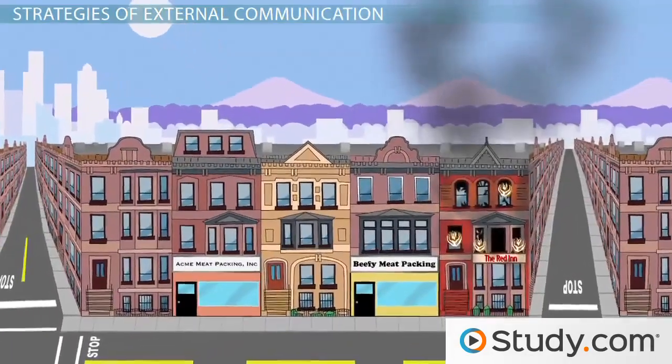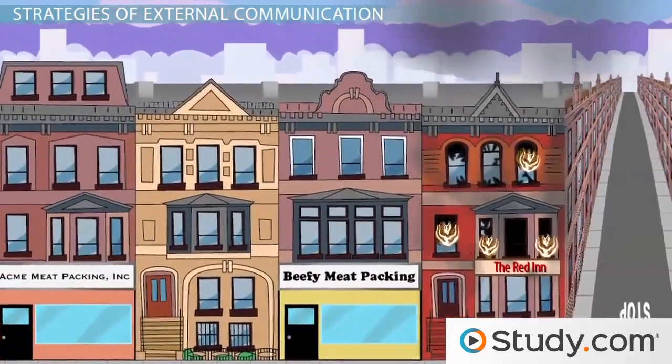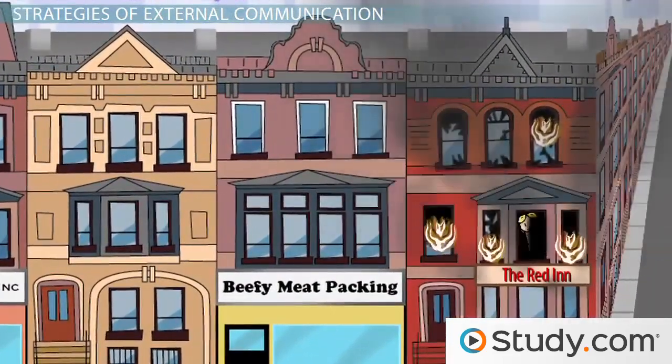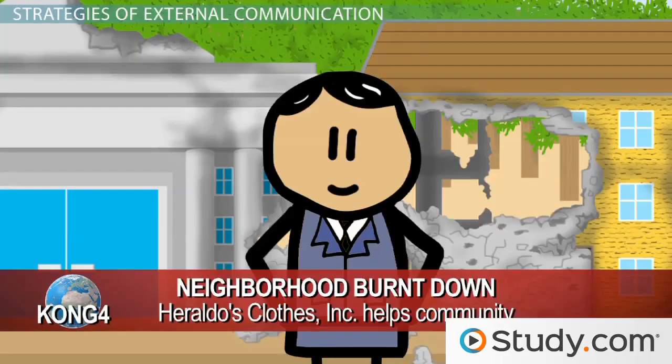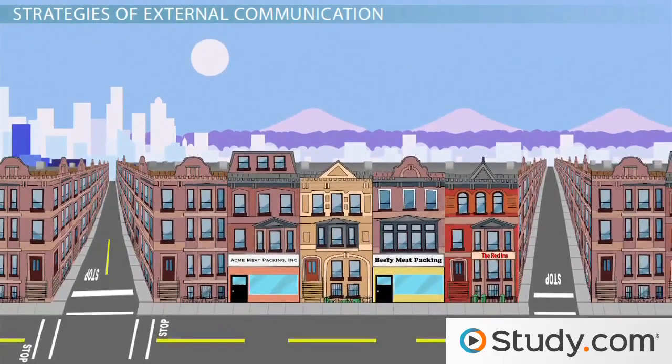For example, let's say that a major downtown department store caught on fire and destroyed an entire city block. The company's media relations team may try to focus the attention away from the cause of the damage and towards the contributions the business is making in helping the other businesses, residents, and employees harmed by the fire, thus spinning the story as positively as possible.